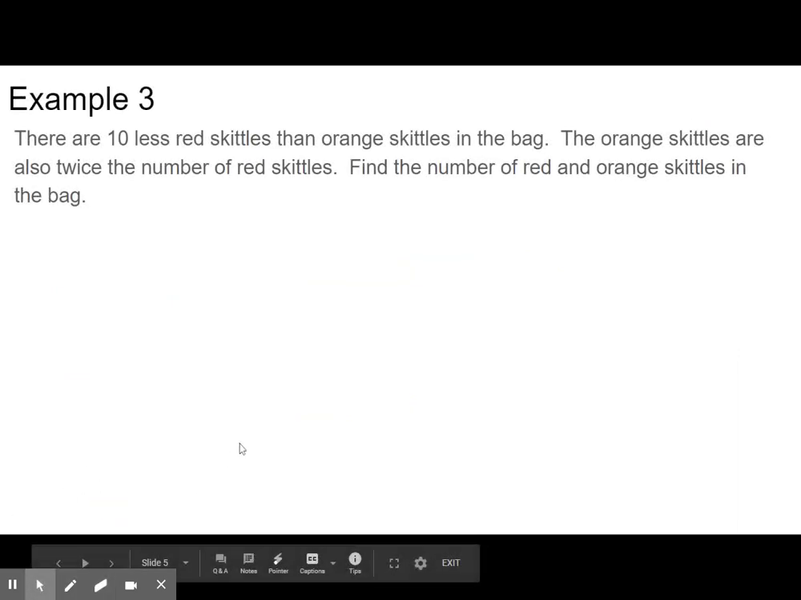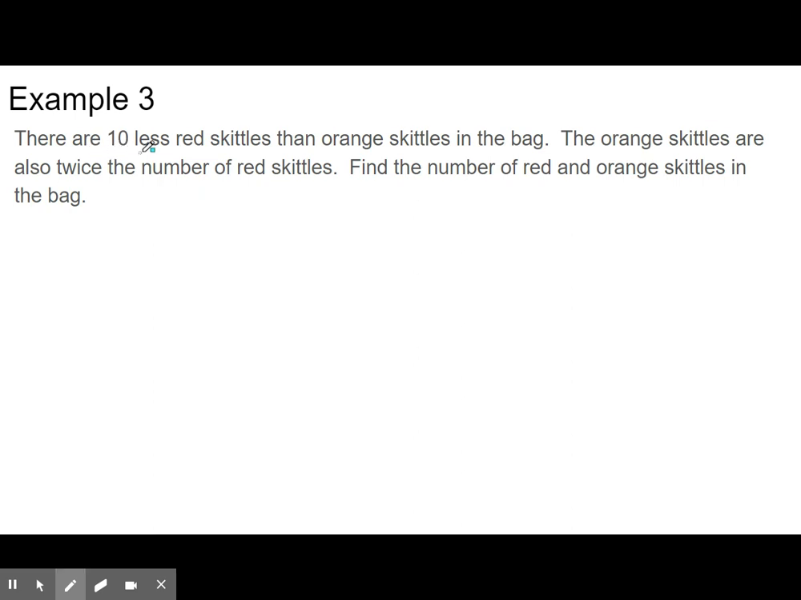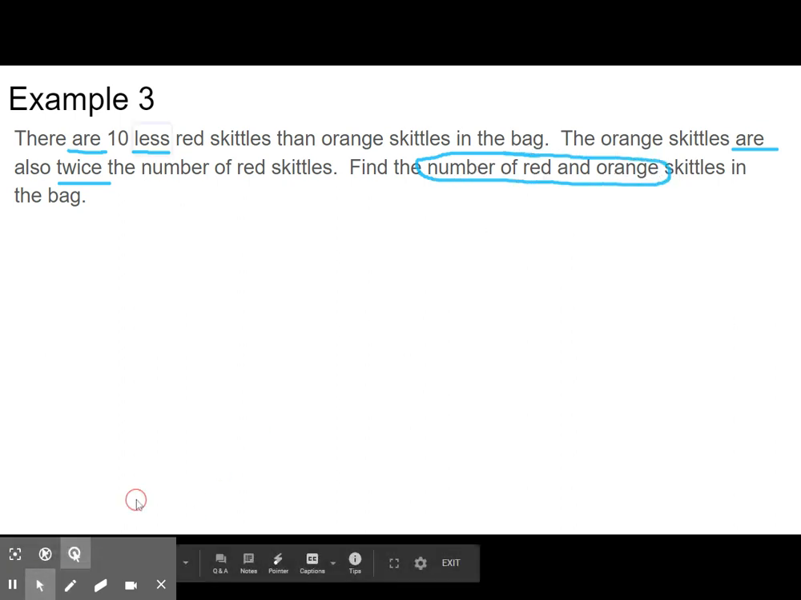Example 3. Let's start underlining. There are 10 less red Skittles than orange Skittles in a bag. The orange Skittles are also twice the number of red Skittles. Find the number of red and orange Skittles. So I want both in the bag. All right, let's define our variables.